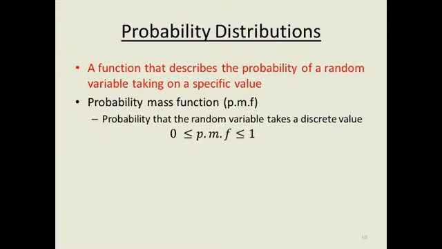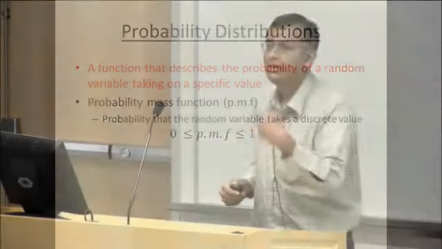Now a probability distribution is just a function that describes how the probability of a random variable takes a given value. Now for discrete variables, as we saw earlier, you can count all the possible occurrences of the random variable. So what is referred to as a distribution is really what is called a probability mass function. Here it's just the probability that this random variable takes one of the possible discrete values that it is allowed to take.